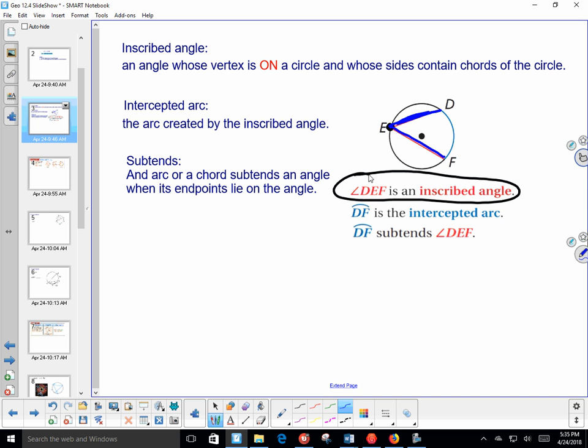We would say that arc DF here is the intercepted arc, and that arc DF subtends angle DEF. The intercepted arc is the arc created by the inscribed angle. And subtends just means an arc or a chord subtends an angle when its endpoints lie on the angle.